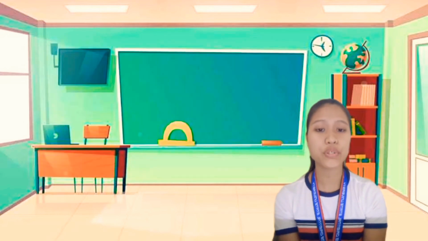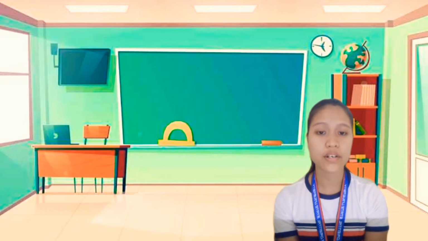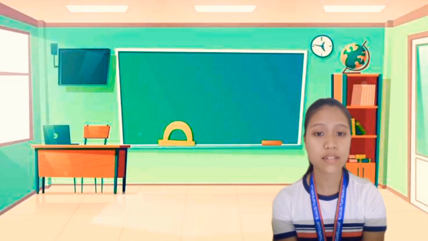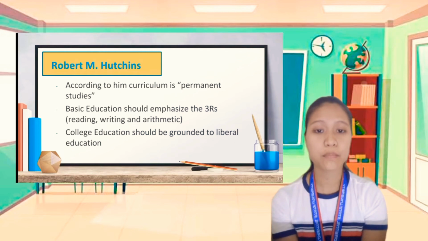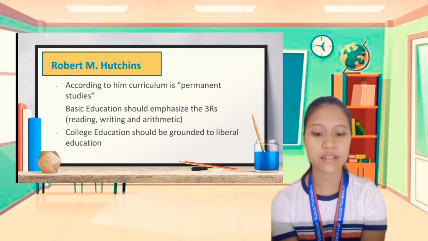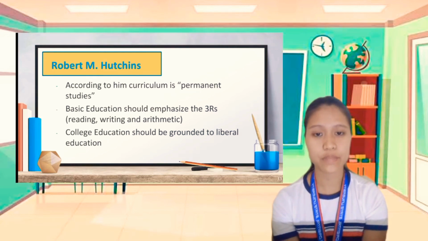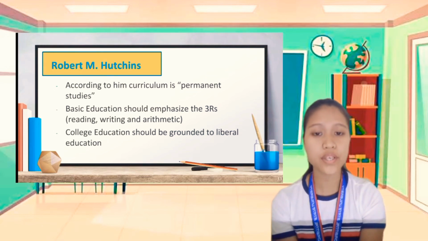In this traditional view of curriculum, teachers are the source of knowledge, wherein students are expected to be more passive and there are limited chances of learning things on their own. The first traditional point of view is from Robert Hutchins. According to him, curriculum is permanent studies, wherein basic education should emphasize the 3 R's. These are reading, writing, and arithmetic, while college education should be grounded in liberal education.